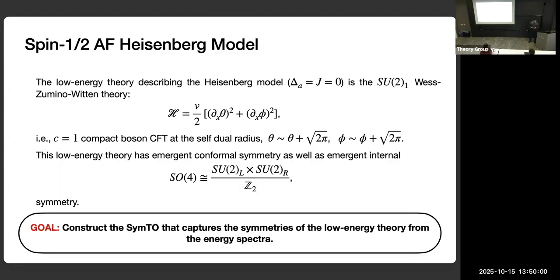Now the goal is to somehow construct the SymTFT that captures or partially captures the symmetries of the low energy theory, which has this full SO(4) symmetry. We will not be able to get the full SO(4) because I will not even start with full SO(3). I'll start with some discrete subgroup, but I'm going to show you that I will be able to capture what I will define as emanant symmetry plus some signature of this emergent SO(4) from the SymTFT data.